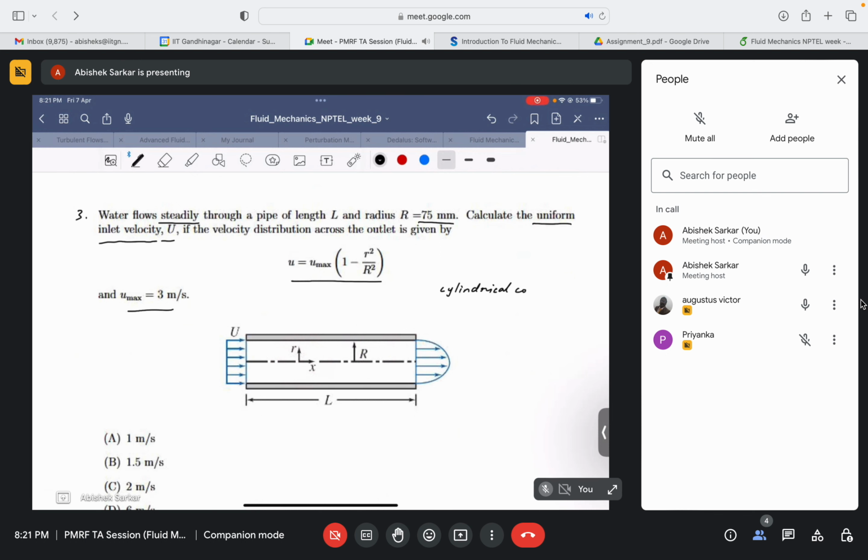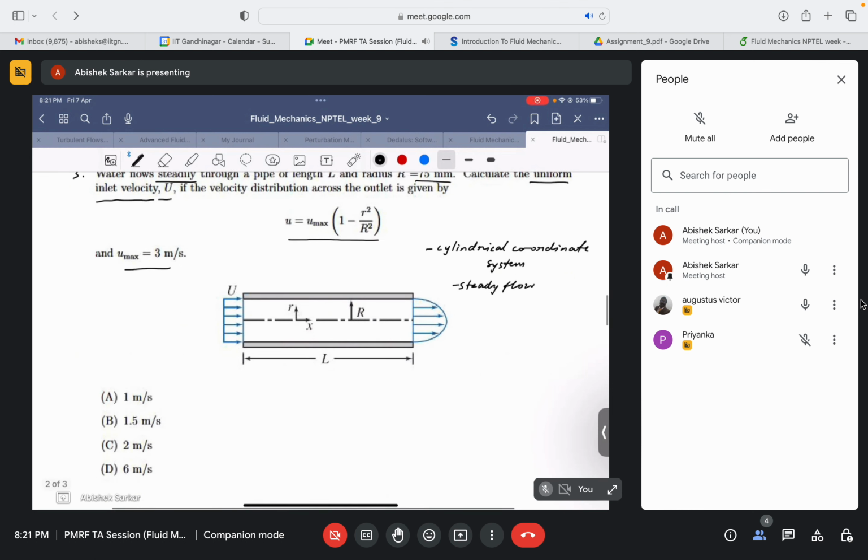Cylindrical coordinate system. Steady flow. Same steps, mass conservation only. Now you need to know how to do the integration at the outlet and take the correct elemental surface area.